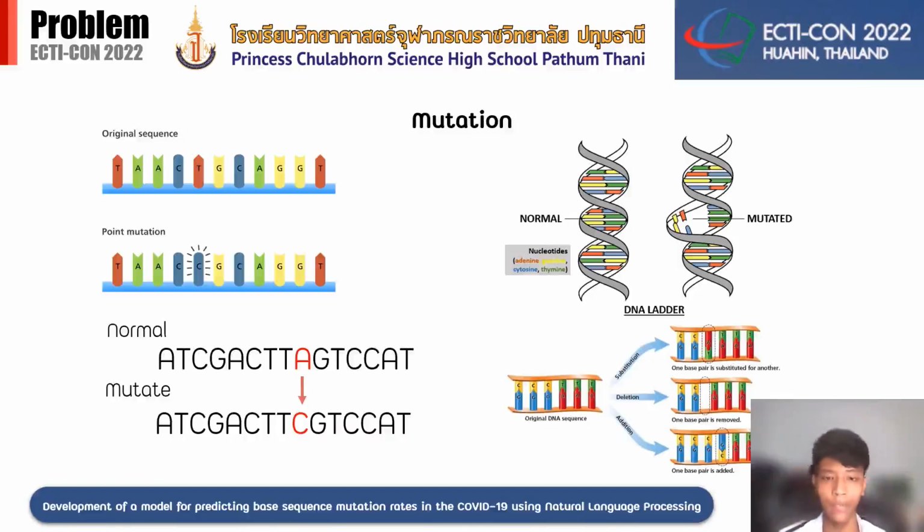There are three main methods of mutation. 1. Change the original sequence to a new one. 2. Create a new base sequence. 3. Delete the base sequence.